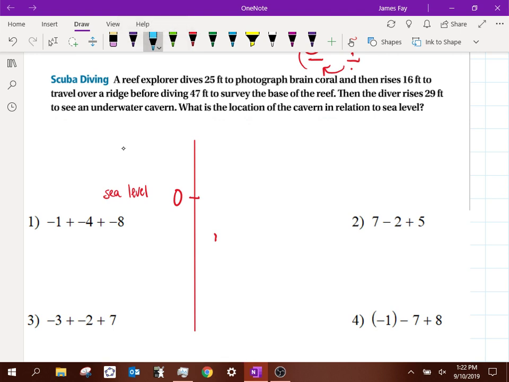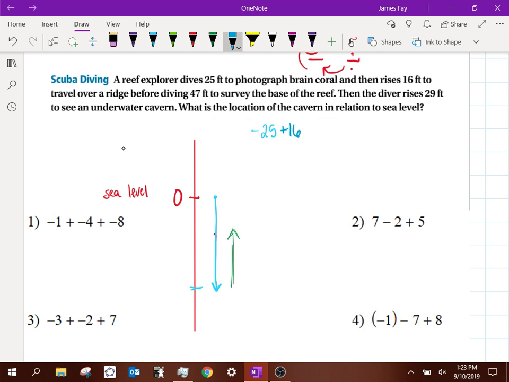All right, so the first thing says the reef explorer dives 25 feet. So if I'm at 0 and I dive 25 feet, that means I'm going down, right? Okay? So what sign should I put with 25? Negative. At negative 25. He gets down to negative 25 and it says he then rises 16. I'm going to rise 16. So what sign should go with 16? Positive.